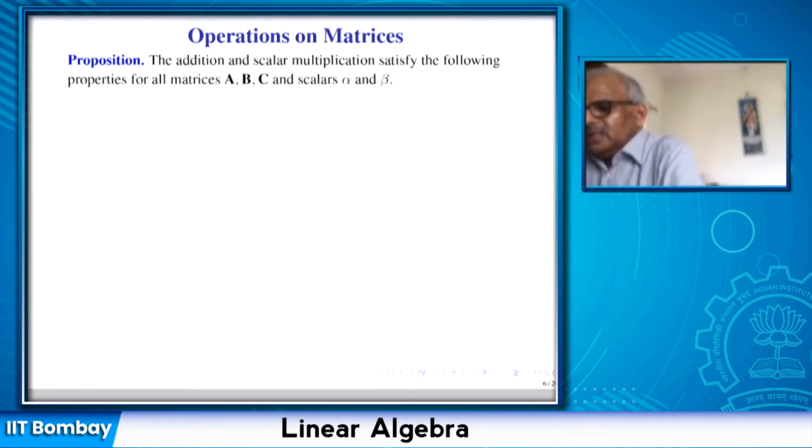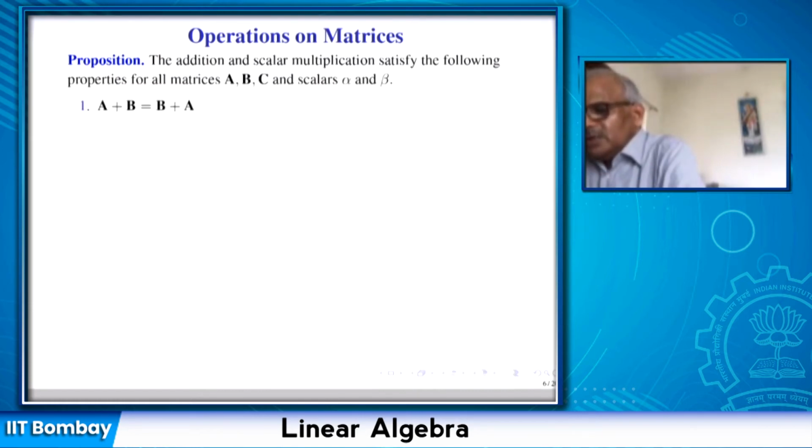Suppose we have three matrices A, B, C of the same size, and there are scalars alpha and beta. When I talk about matrices, I will assume in the background that these are real matrices. When the context is different, I will say these are complex matrices or rational matrices. But when we talk about real matrices, we will use real numbers as scalars. When I say scalar, it means real numbers if we are dealing with real matrices.